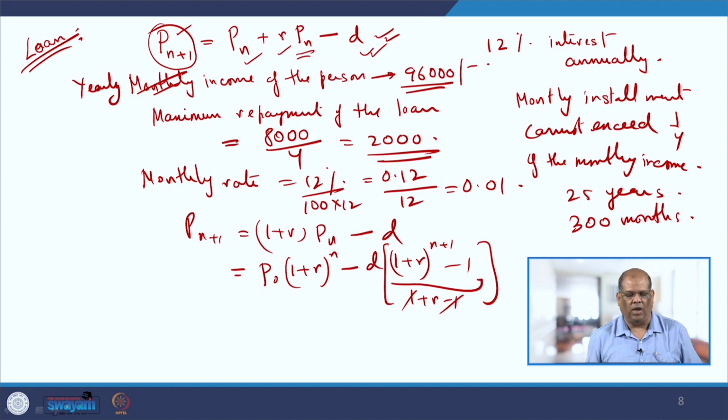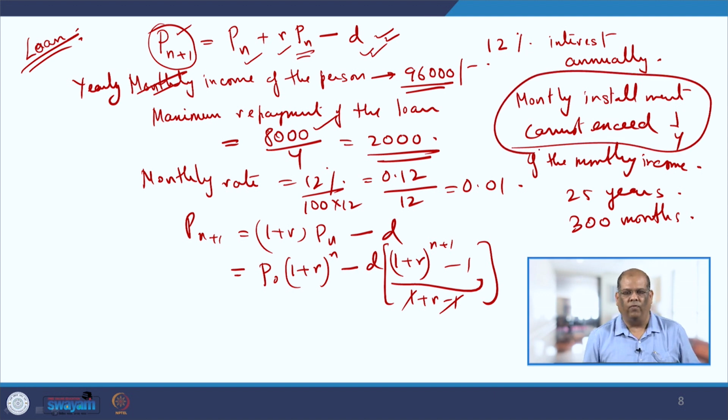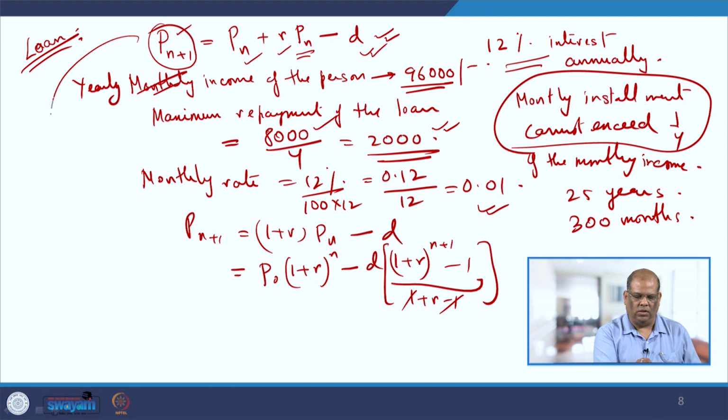Your rate of interest is R. So, if your yearly income is 96,000, you divide it by 12, which comes to 8,000, and the bank puts a clause that you cannot pay more than 1/4 of the monthly income, which is 2,000. Your monthly rate will be your annual rate 12 divided by 12 and then divided by 100, and you get 0.01. This will have a solution in this form.